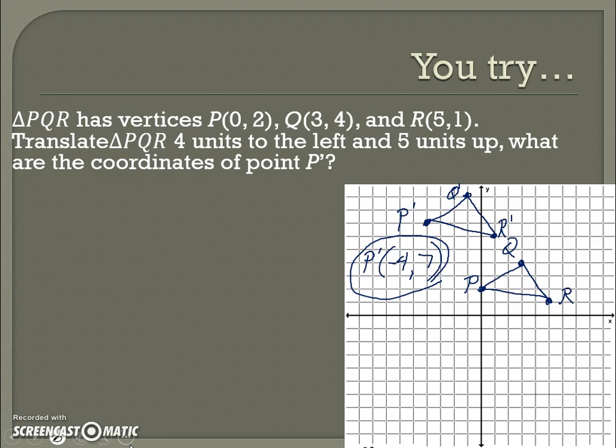All right, guys, I apologize for that minor mistake, but here's what I got after the translation. So here's the image of PQR. And then P prime is going to be -4, 7. That is what I found, so double check yours against mine.